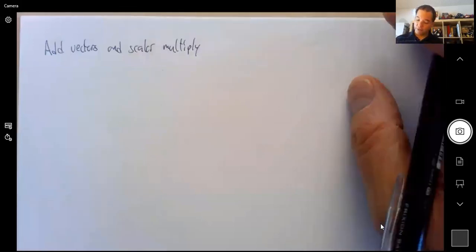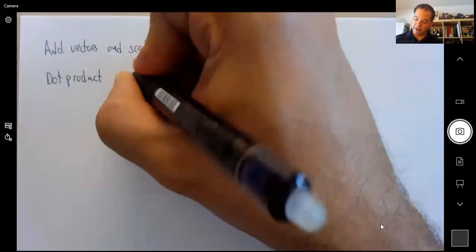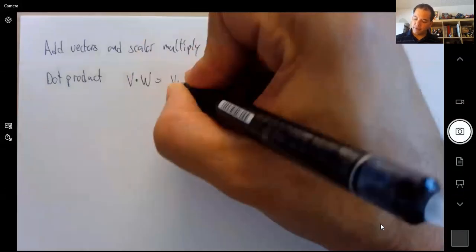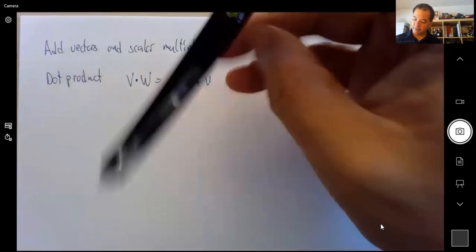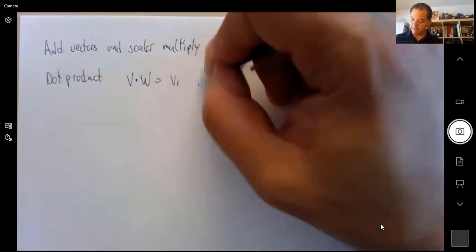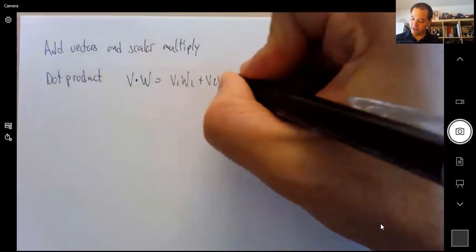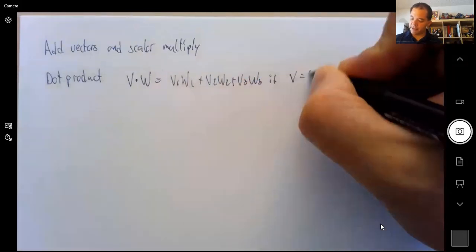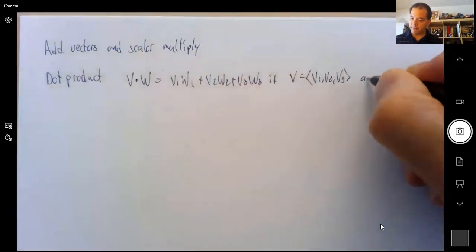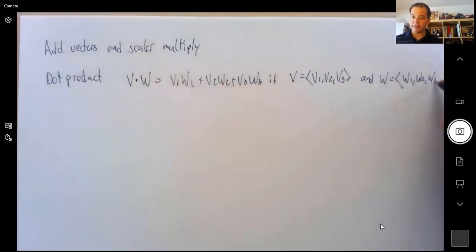You should know how to do dot product. You can do it two ways. The easy way is just to multiply their components. So it's V1 W1 plus V2 W2 plus V3 W3, if V has components V1, V2, V3, and W has components W1, W2, W3. That's the easy way to do it, right?